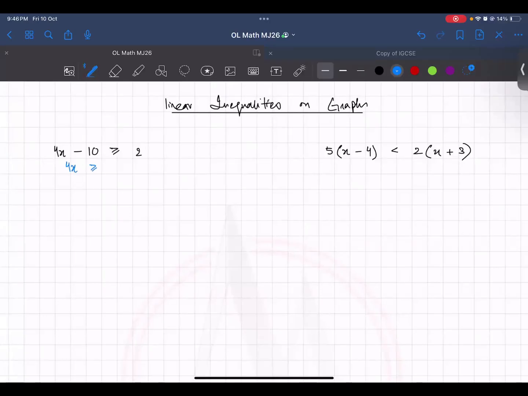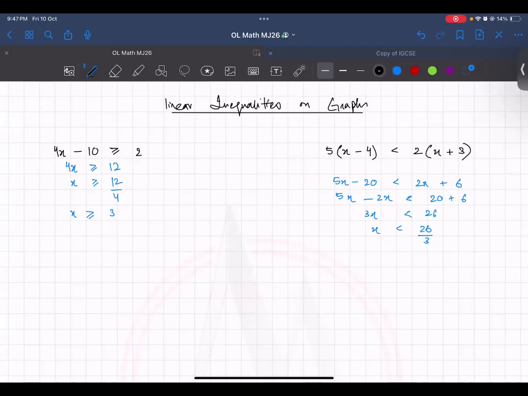4x, this 10 would go over there and become plus 10, so 12. And so your x will be greater than or equal to 12 upon 4, which will be 3. And over here, you will expand, move the variables to one side and everything else to the other side. 20 plus 6, so 26, and 3x. And so your x comes out as 26 upon 3. And there was one difference.